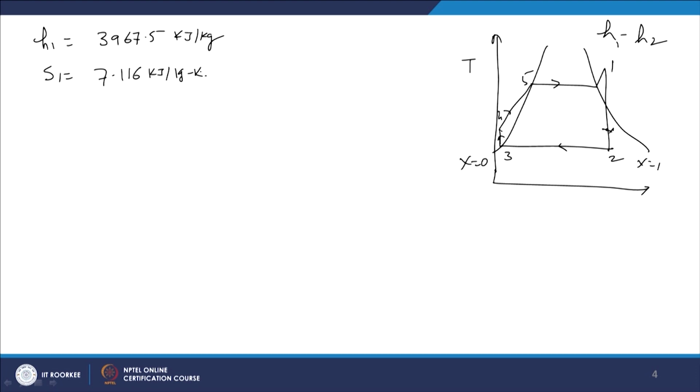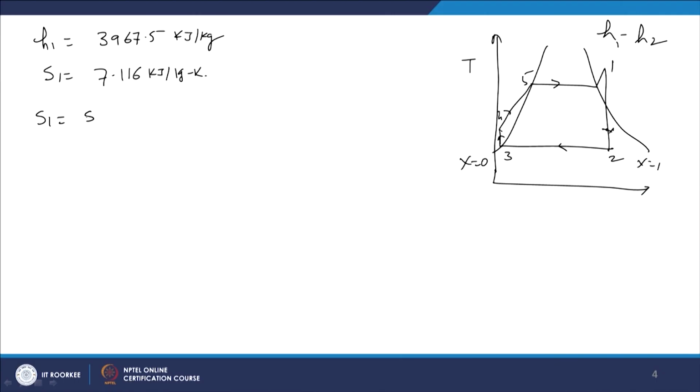But what about the entropy of state 2? The quality at state 2 we do not know, but the entropy of state 2 is known to us. So S1 is equal to S2, which is Sf, the entropy of the liquid at this pressure of 0.06 bar, plus x Sfg at state 2.